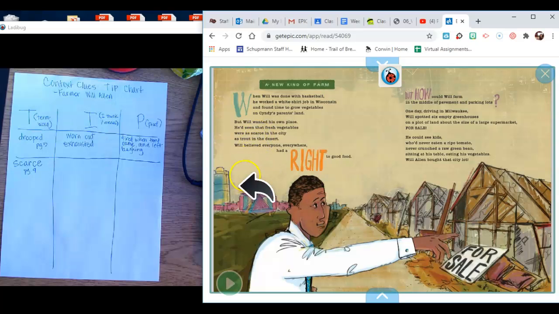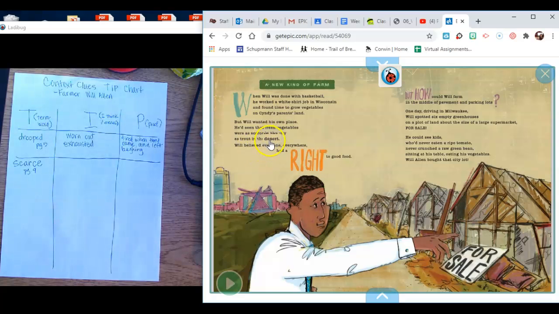So let me reread that sentence to you. He'd seen that fresh vegetables were as scarce in the city as trout in the desert. Okay, so they were as scarce in the city as trout in the desert. As a good detective, I like how that sentence ends, trout in the desert. For those of you that don't know, a trout is a fish. It's a type of fish. Now, I know that fish live in water. Okay, so we've got water, fish who live in water.